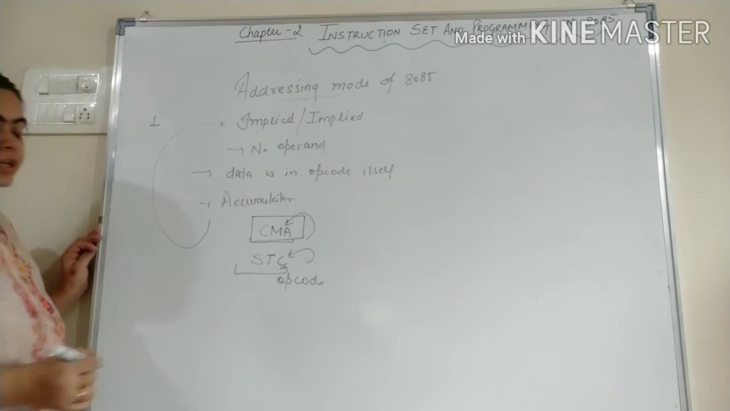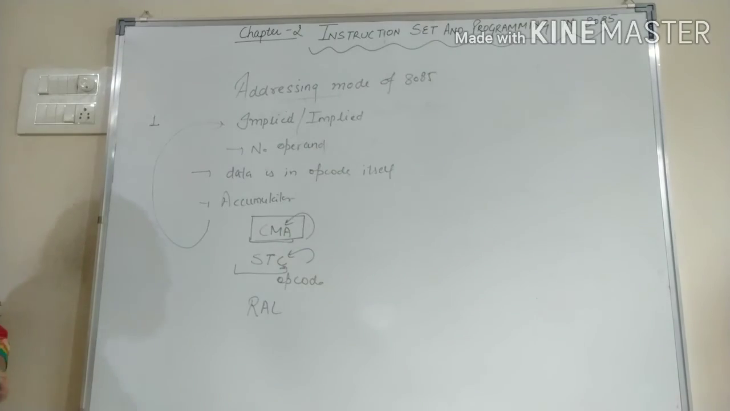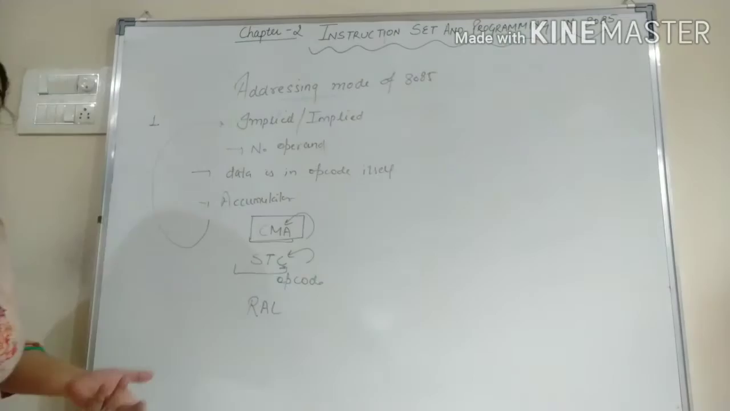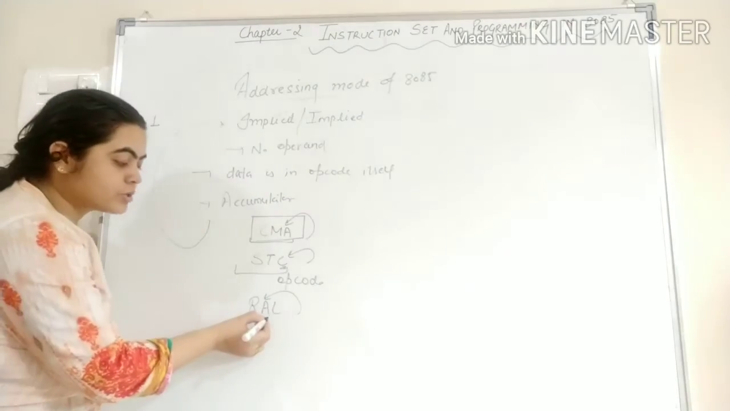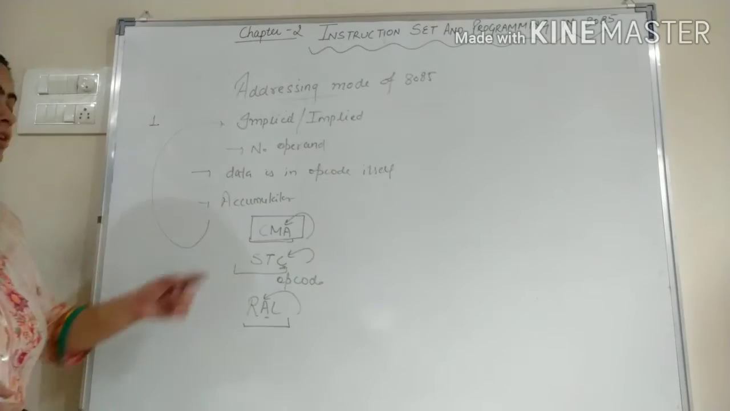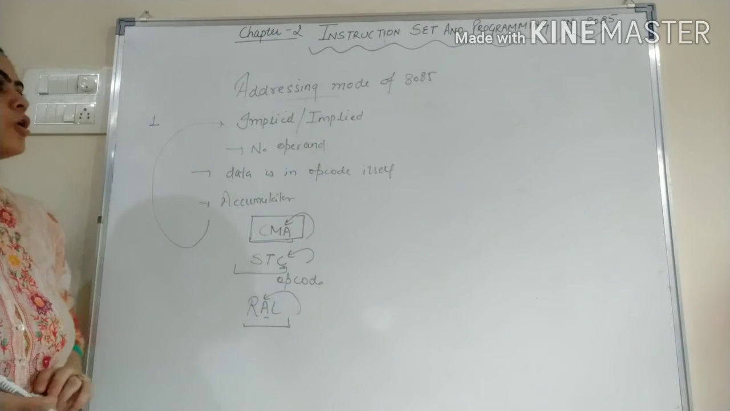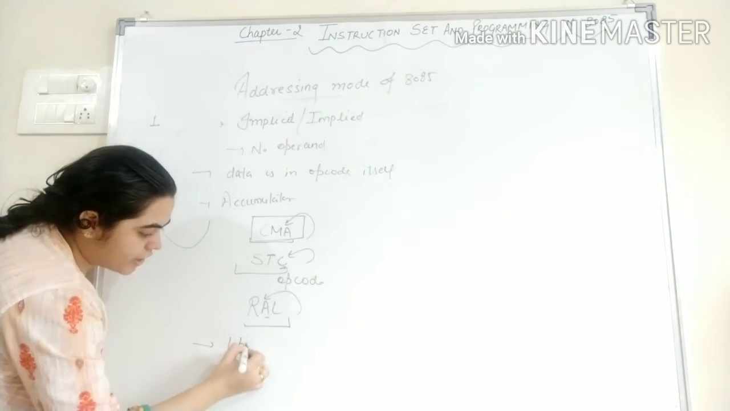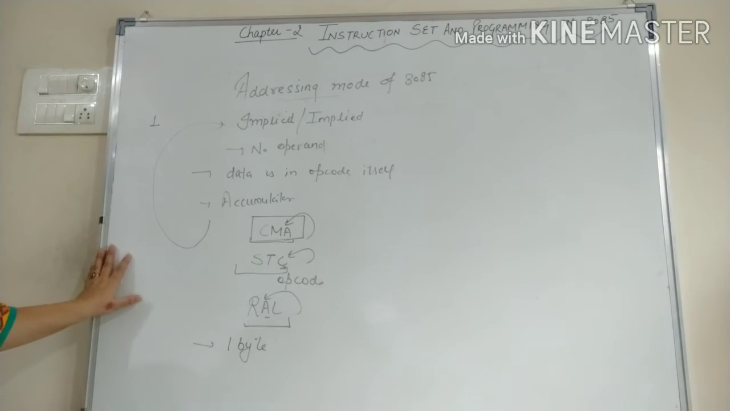Next instruction we can see RAL. RAL means rotate the contents of the accumulator to the left side with carry. So which contents we have to rotate? The contents in the accumulator. So that means this is the opcode and the contents are present within the opcode only. So these instructions come under the implicit or the implied addressing mode. These instructions are 1 byte instructions.